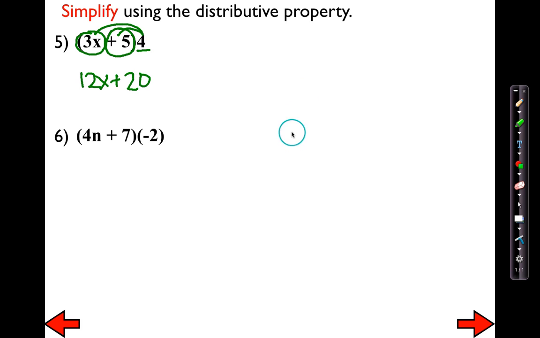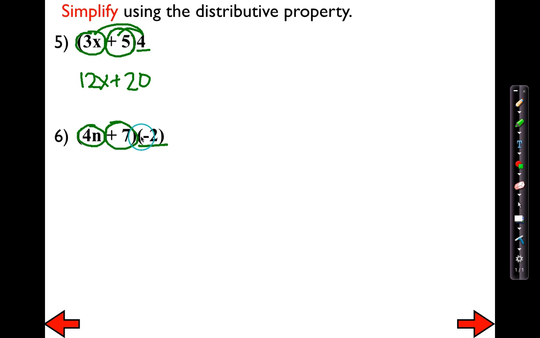Now for number 6, same idea. We're imagining that this is in front, so this is using the commutative property. Now you don't really need to imagine in the front. If you like it here, it's totally fine. I'm going to be distributing a negative 2 to what numbers? A 4n and a positive 7.